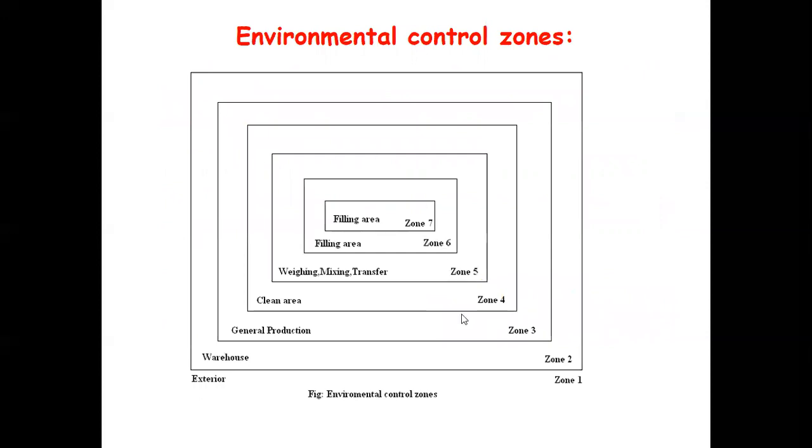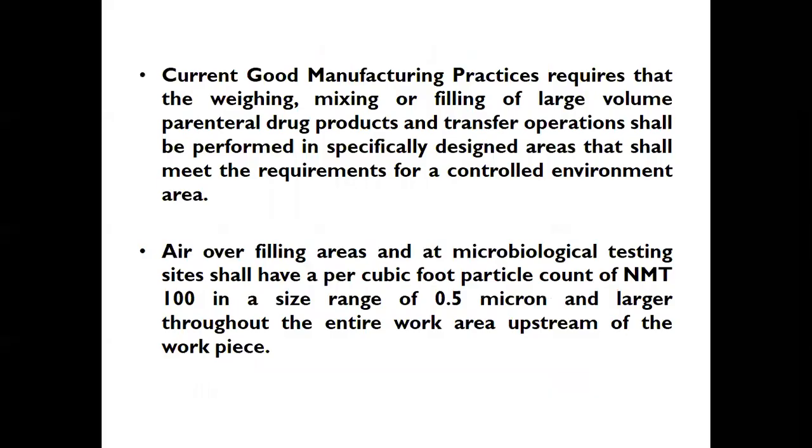So this figure represents the environmental control zones. So in area planning for the preparation of parenteral products, different zones are considered. So zone 1 is exterior, zone 2 is warehouse, zone 3 is general production area, zone 4 is clean area, zone 5 is weighing, mixing and transfer area, zone 6 is filling area, and zone 7 is also the filling area. So these are the critical areas.